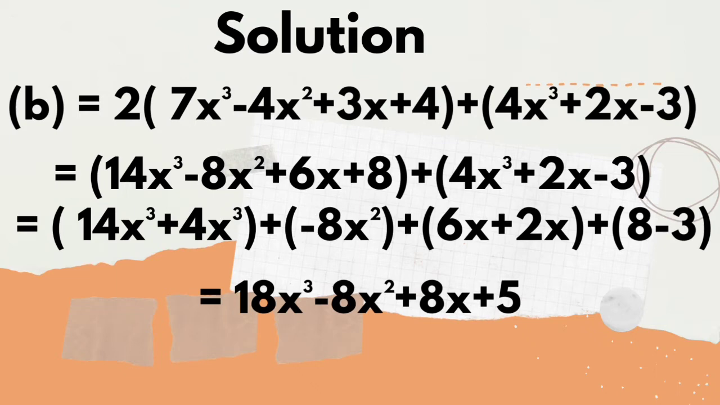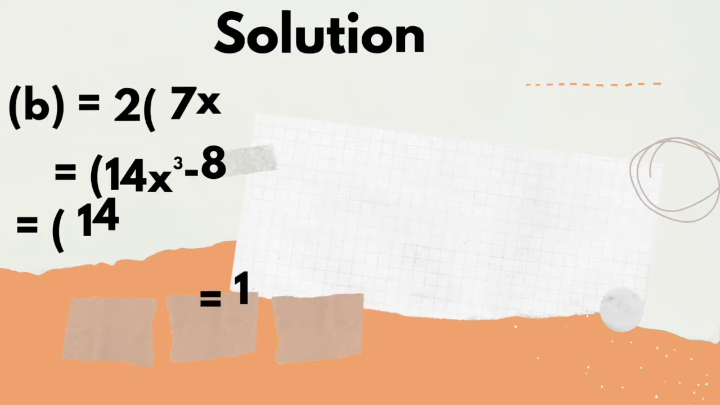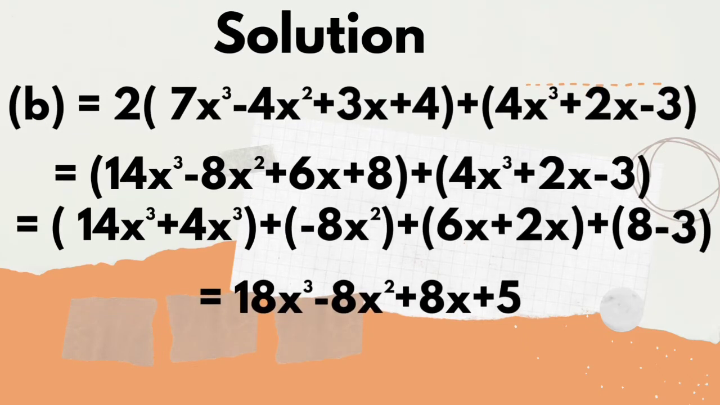P3 is 4x raised to power 3 plus 2x minus 3. So when you collect the like terms, you have 14x raised to power 3 plus 4x raised to power 3, plus 8 minus 8x raised to power 2 plus 6x plus 2x. Then you have 8 minus 3 gives us 5. Then the final answer is 18x raised to power 3 minus 8x squared plus 8x plus 5. And that is the solution to the second question.